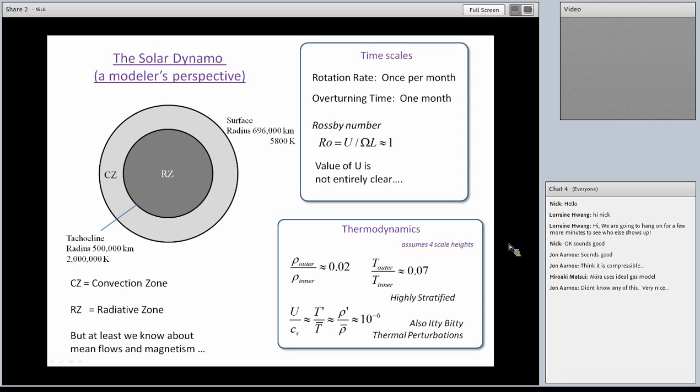Okay, so your overturning time is about once a month, and your rotation rate is about once a month. And so the Rossby number is probably something like 1. But there's some debate over really what the overturning time should be.